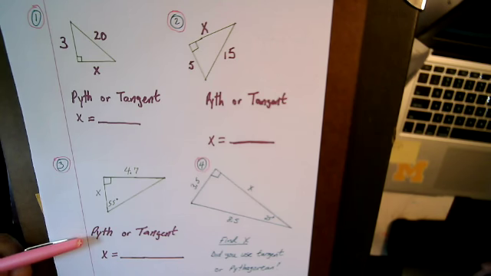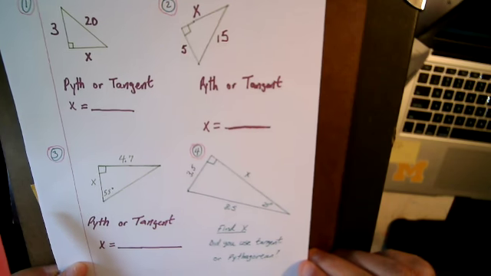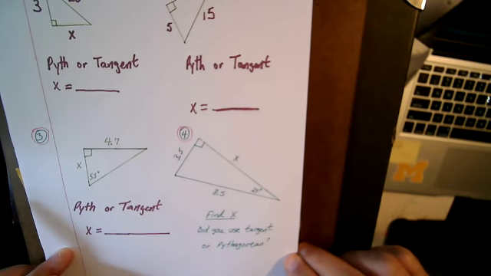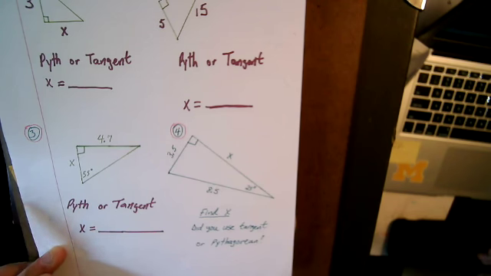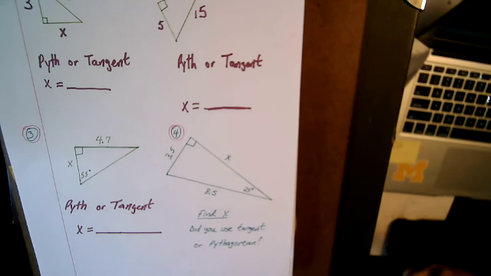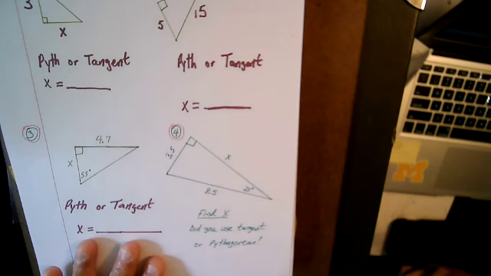Here's problem number 3. Pythagorean or tangent, find the value of x. And then on problem 4, I set it up. It doesn't matter which one you use. What I recommend is you do it both ways. And I'll warn you, the answer is going to be slightly different, but they'll be close to one another. And that just has to do with how I pick the numbers.